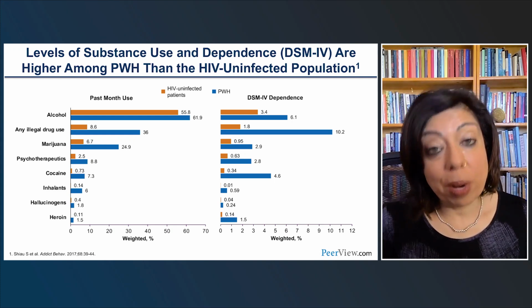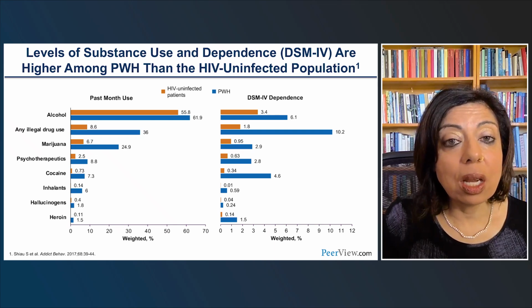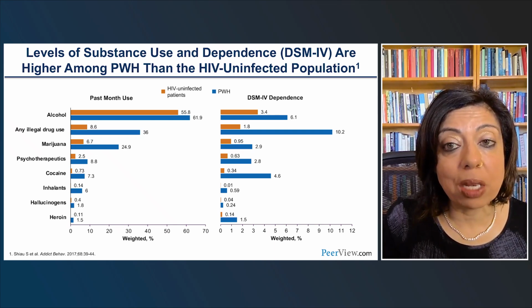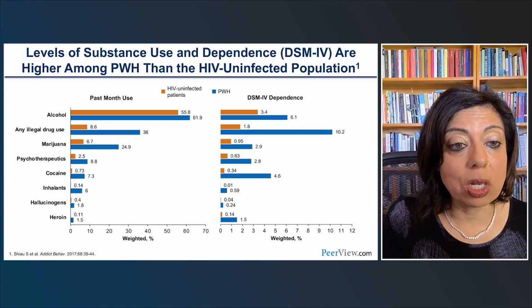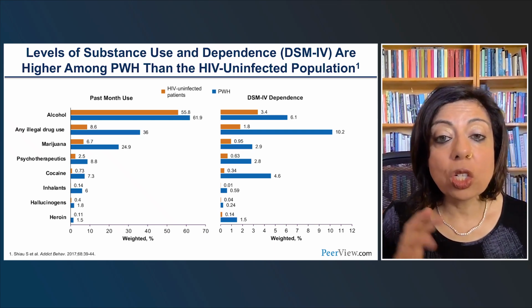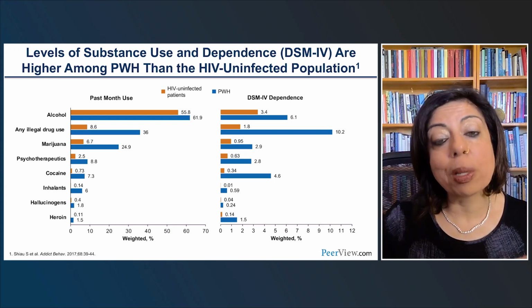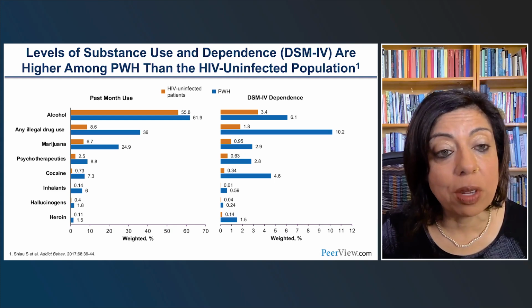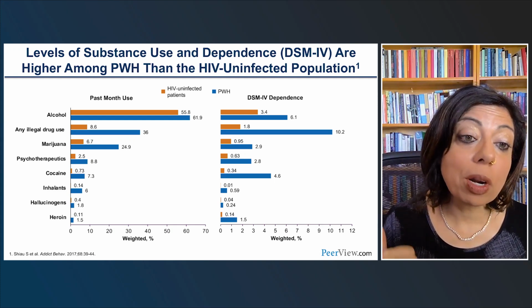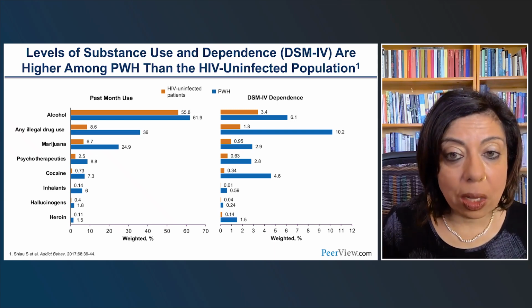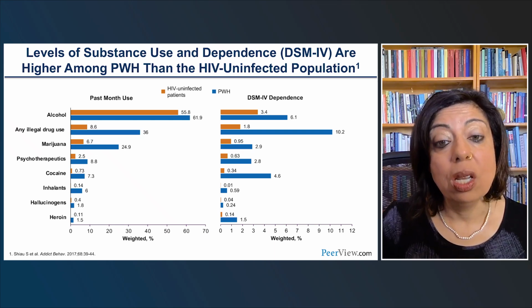One major barrier to both engagement in care and treatment outcomes is substance use. And the levels of substance use and dependence are higher among people living with HIV than the general population. This slide shows us that in terms of the past month use, looking at orange being the general population, blue lines being people living with HIV, that there's higher rates of alcohol or any substance use, including marijuana, cocaine, inhalants in those living with HIV versus the general population in the US.